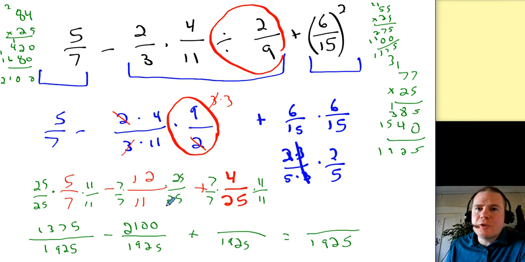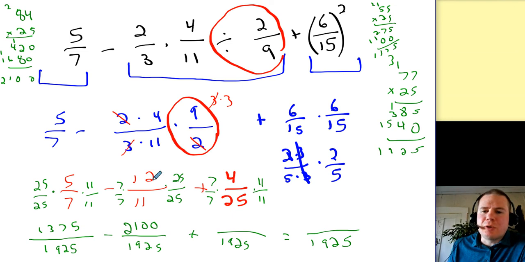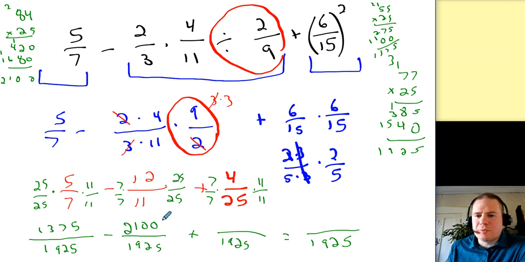Now I could have been really sneaky and said, well, 12 is 4 times 3. 4 times 25 is 100. 3 times 7 is 21. So this is 21 times 100. There's 2100. Right? But some people get confused when I jump straight to those kind of tricks.